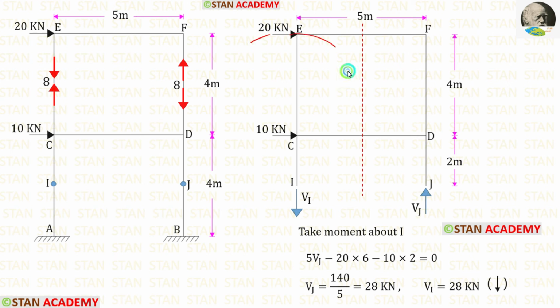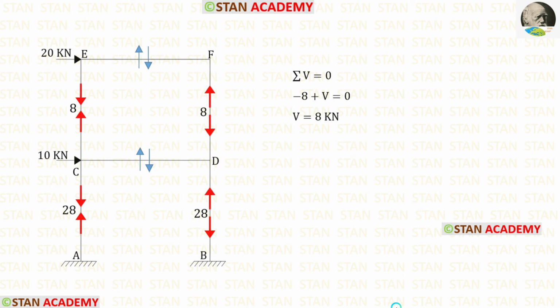This load is acting in the clockwise direction, so that will be negative and the distance is 6. This load is acting in the clockwise direction, so that will be negative and the distance is 2. Finally for Vj, we are getting 28. We know that Va and Vj will have the same value, but Va will be acting downwards. We have calculated the axial forces in the columns.